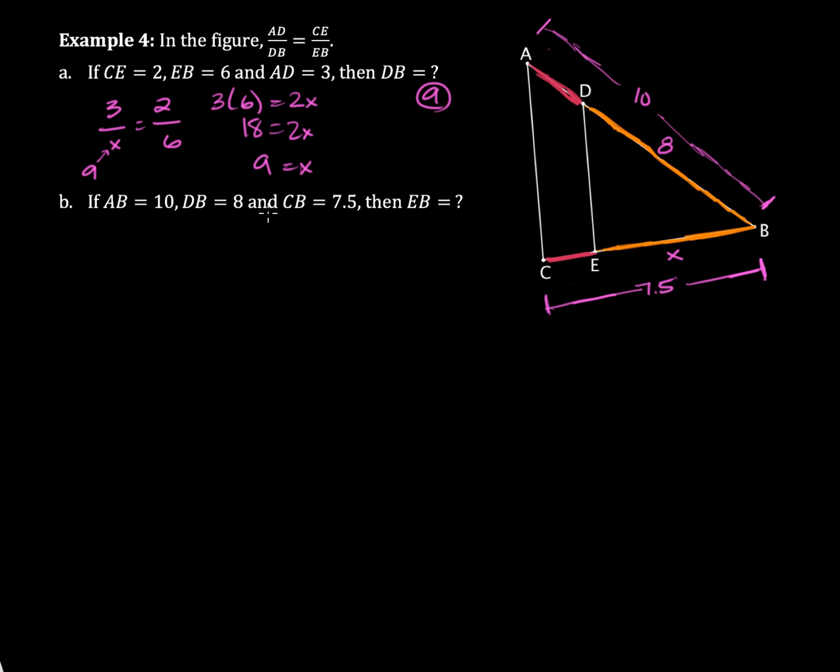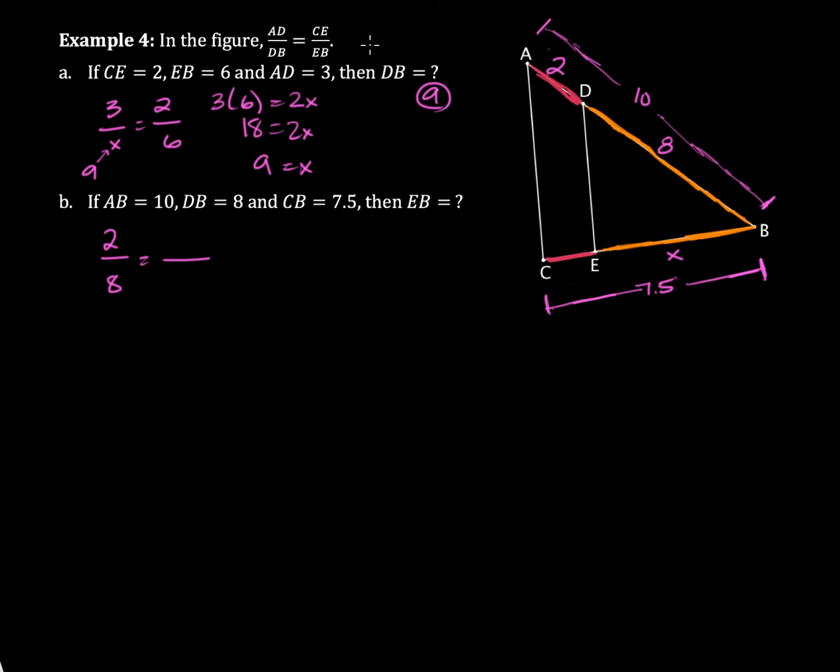Okay, so if I go to set up my proportion now, the problem is I'm missing some things, right? I don't have AD. It didn't straight up give it to me. But I can use the segment addition property and realize that if this whole thing is 10, and this part of it is 8, then this part must be 2, right? Because 2 plus 8 is what's going to give me the 10. So I have AD is 2 over DB, which is 8.